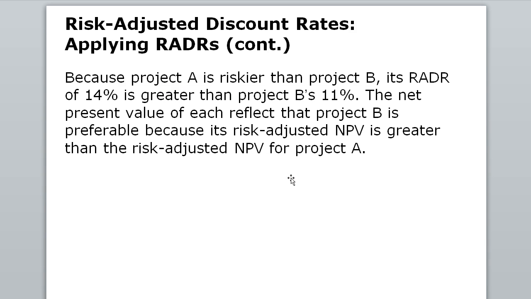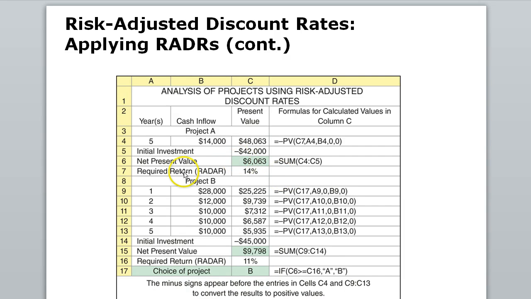Okay, so project A is riskier than project B. It's expressed as this RADR is 14%, which is greater than 11%. So when we calculate the net present value of these two projects, we could do this in Excel, and this will be part of our Excel project for the chapter. We can calculate the cash flow of project A, and project A has an even stream of cash flows, which we discussed earlier, $14,000. The present value of that is $48,000 at the 14% RADR. Subtract the initial investment, and we get a net present value of $6,000. Here are the formulas of how this is calculated.